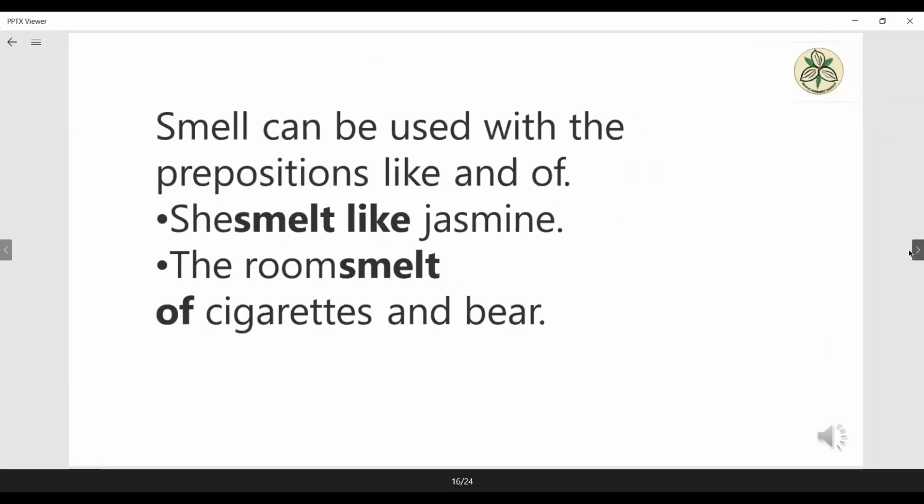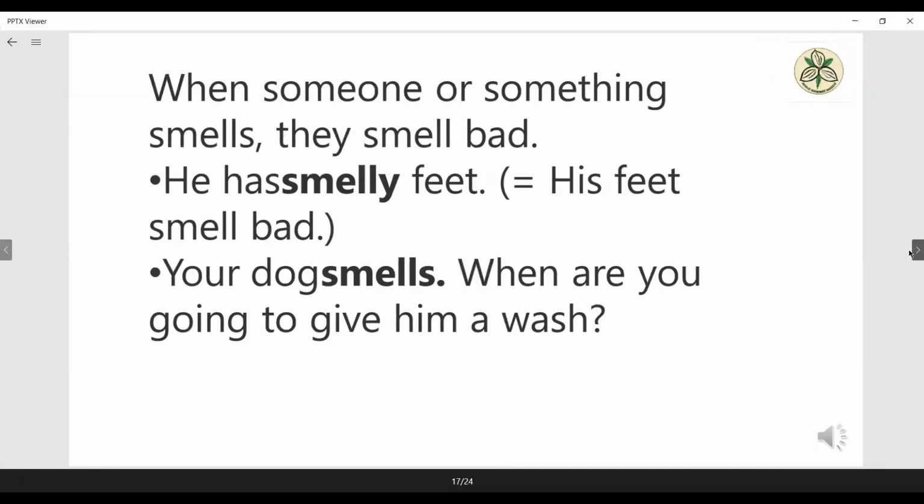Smell can be used with the prepositions like and of. She smelled like jasmine. The room smelled of cigarettes and beer. Right? And when someone or something smells, they smell bad. He has smelly feet, which means that his feet smell bad. And your dog smells. When are you going to give him a wash? It means that your dog is smelly.